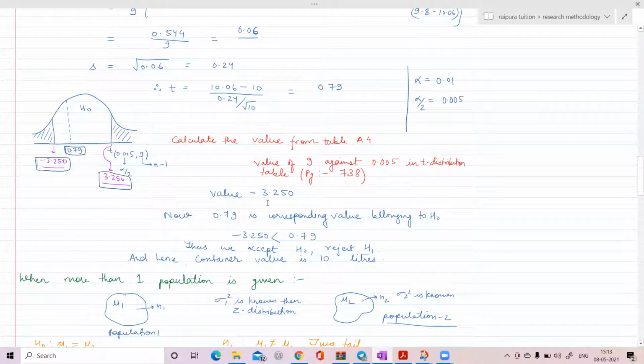So now we can see that here will be the value minus 3.250 and here will be 3.250. Now minus 3.250 is less than our calculated value 0.79, and our 0.79 corresponds to H naught. So we will accept H naught and we will reject H1.